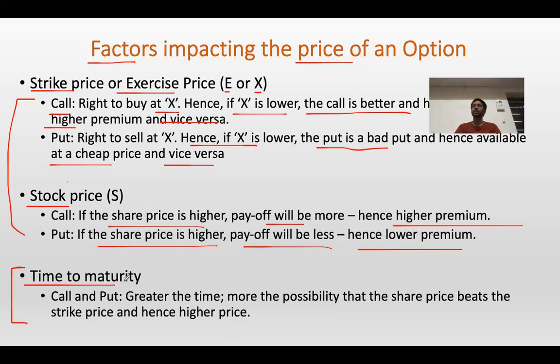Time to maturity. Call and put have the same features. The more the time to maturity, the greater the price of both call and put options. But of course, we saw that there could be less liquidity in case the maturity is a little far off.